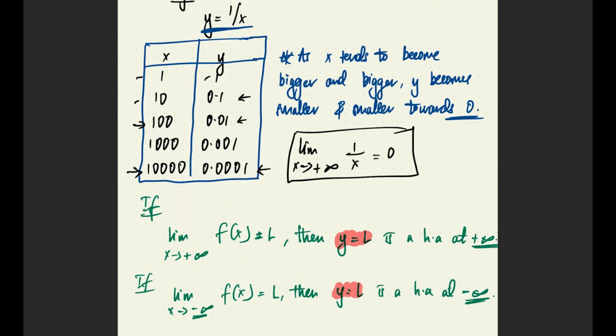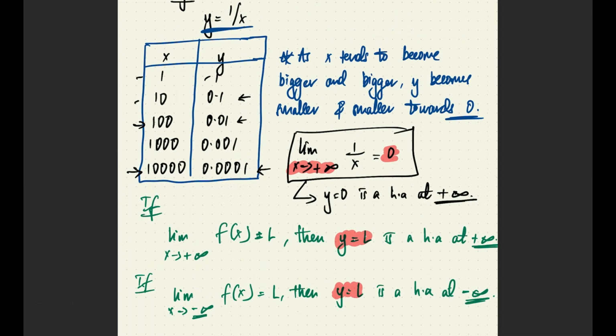Using the same idea for this example, we can say that y equals 0 is a horizontal asymptote at positive infinity. Why do we say that? We say that because first we are finding the limit as x approaches infinity, and that limit is equal to some given number. So in this case, y equals 0 is a horizontal asymptote at positive infinity. The idea of a horizontal asymptote is pretty similar to the vertical asymptote, but in this case it's going to be a horizontal line.